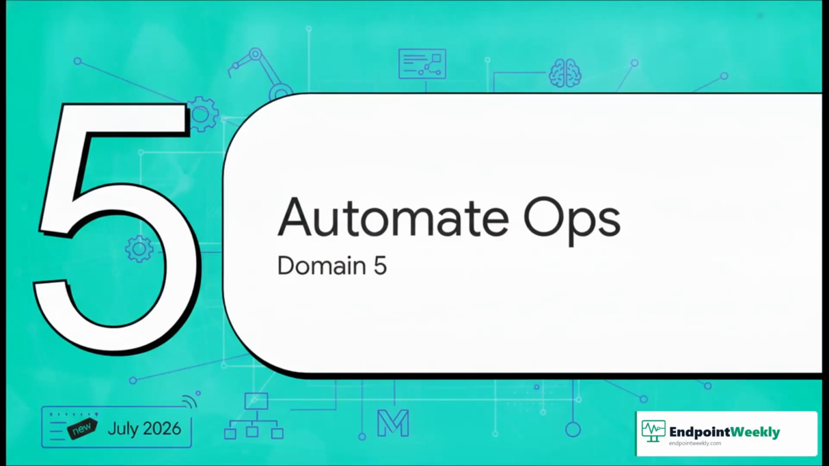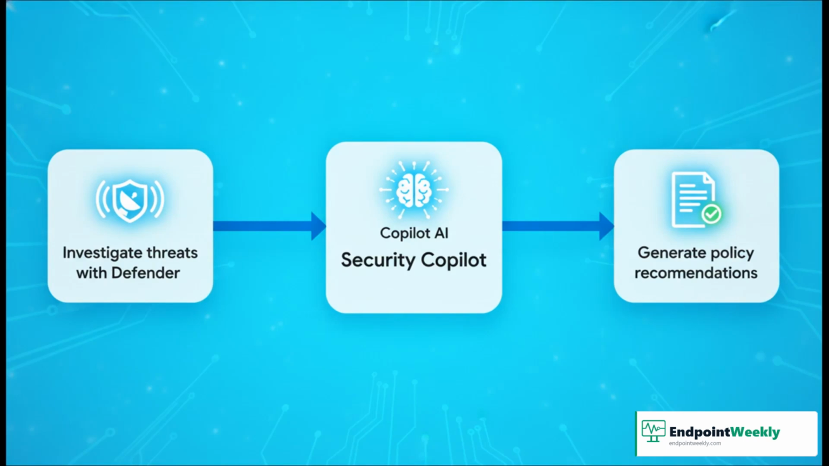Next up, Section 5, Domain 5, Automation Optimization. Welcome to the brand new domain added in July 2026. This reflects a massive industry shift toward Microsoft Graph API automation and AI. Security Copilot is now integrated directly into the Intune Admin Center. The exam fully expects you to know the 3 primary scenarios where Copilot assists IT pros.